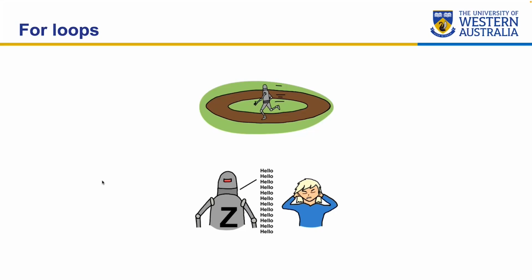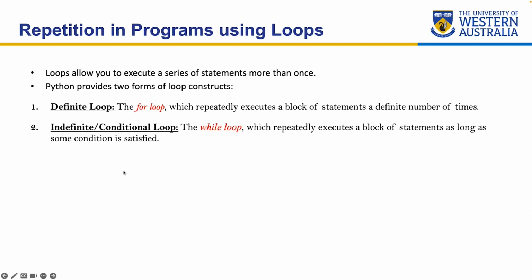Hello, welcome back. In this video, we'll be looking at for loops. As the name suggests, loops are basically a repetition in a program, which allows you to execute a series of statements more than once. This allows you to perform the same operations on multiple values, which is quite useful in practice. There are two ways of achieving this.